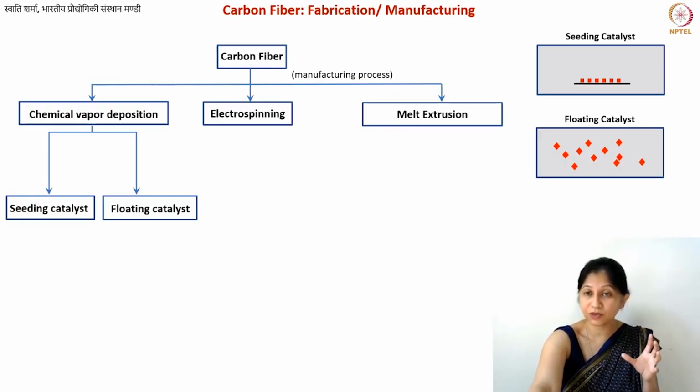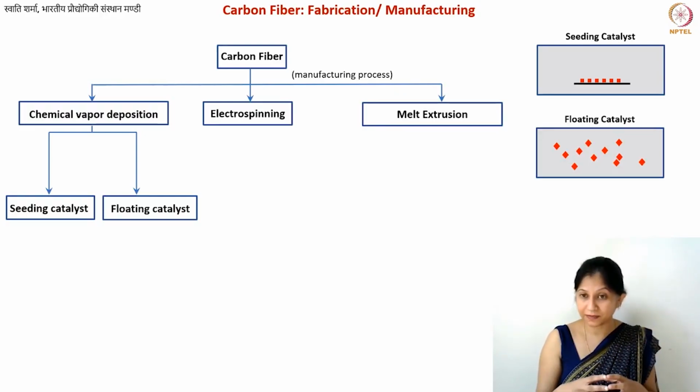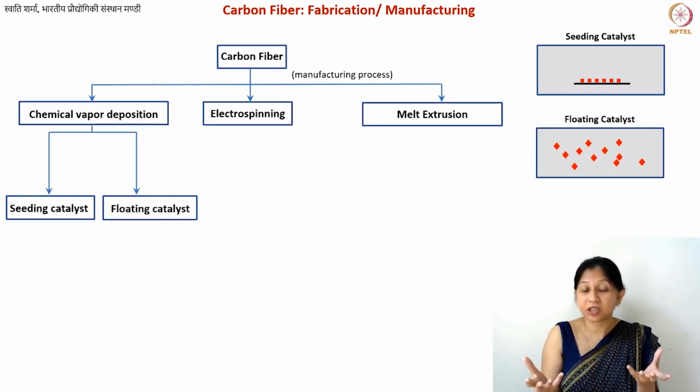The second method is what is known as floating catalyst. As the name suggests, the catalyst particles are floating inside your furnace or reactor, and while they are floating, the carbon is being deposited on top of them and you're getting fibers.